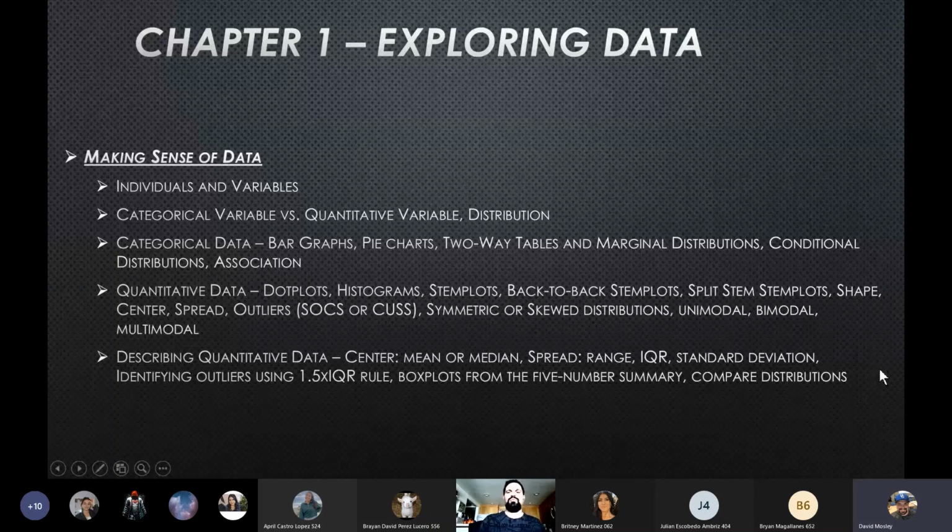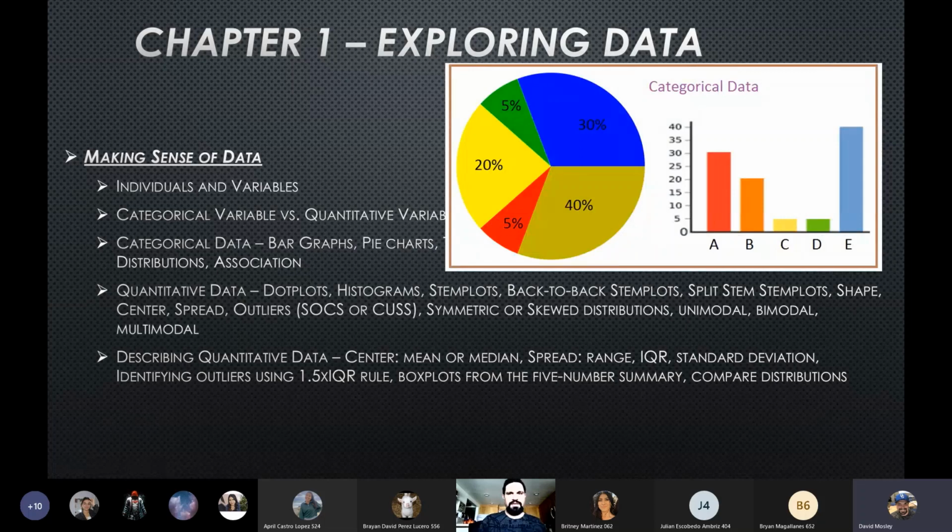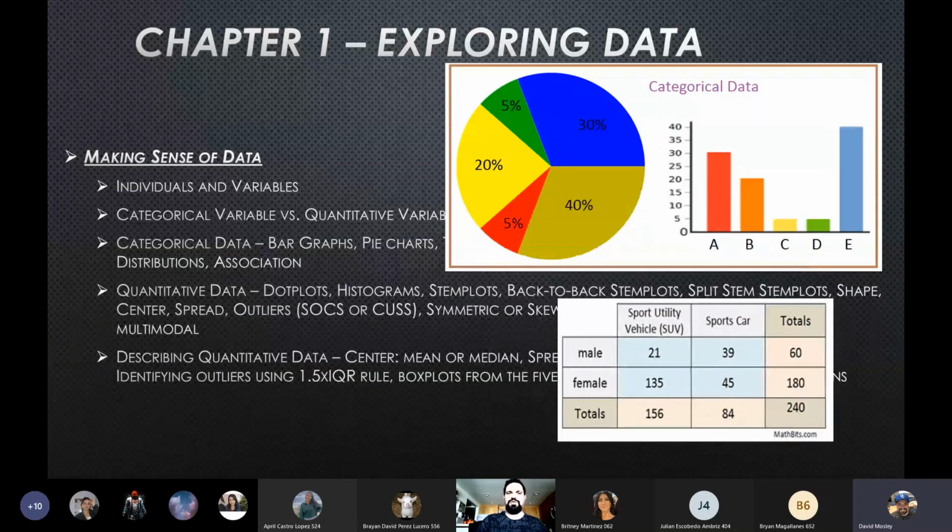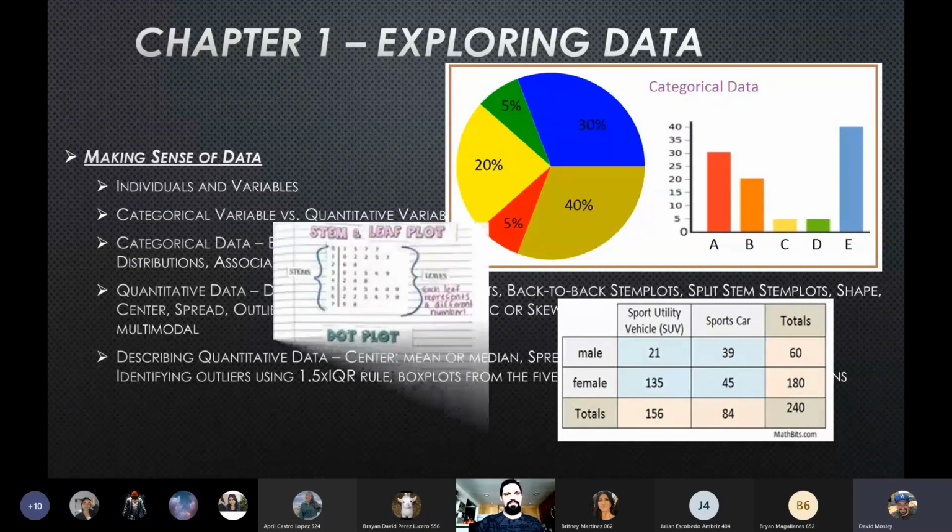And we can use these things to compare distributions. Here's a look at a pie chart and a bar graph used to represent categorical data. We also have a two-way table showing our categories, male, female, and SUV versus sports car, and then the tallies or counts or frequency of each of those things based on those categories, and our marginal distributions on the right-hand side in the bottom of that chart.